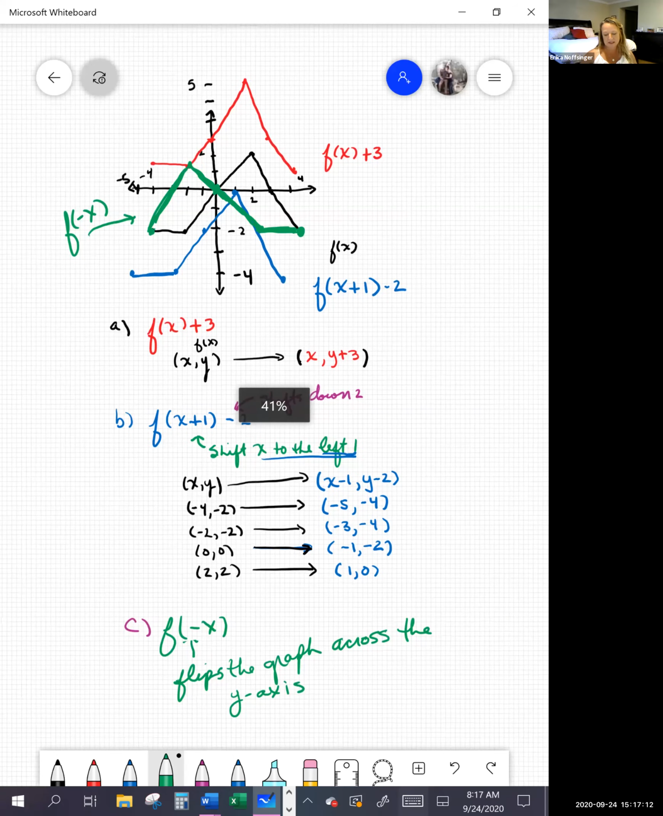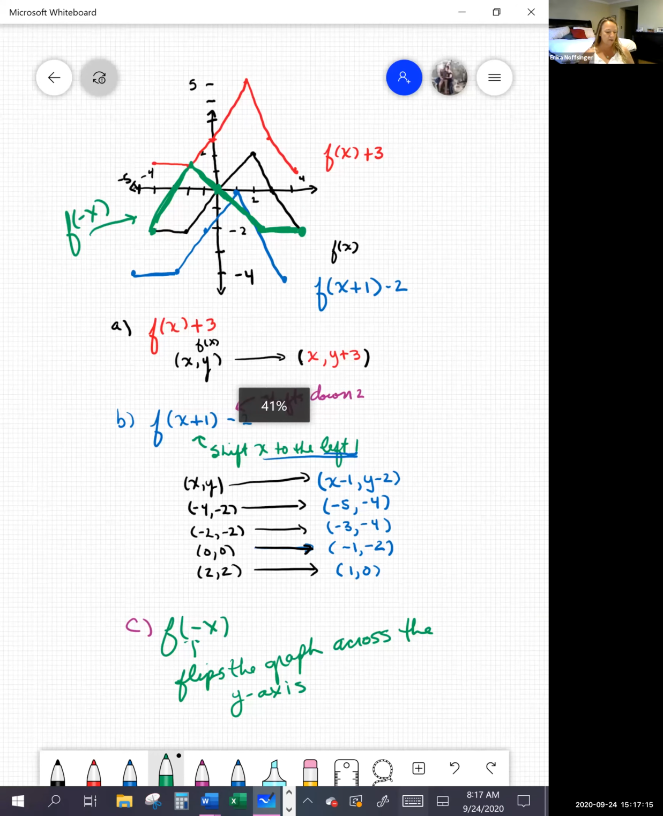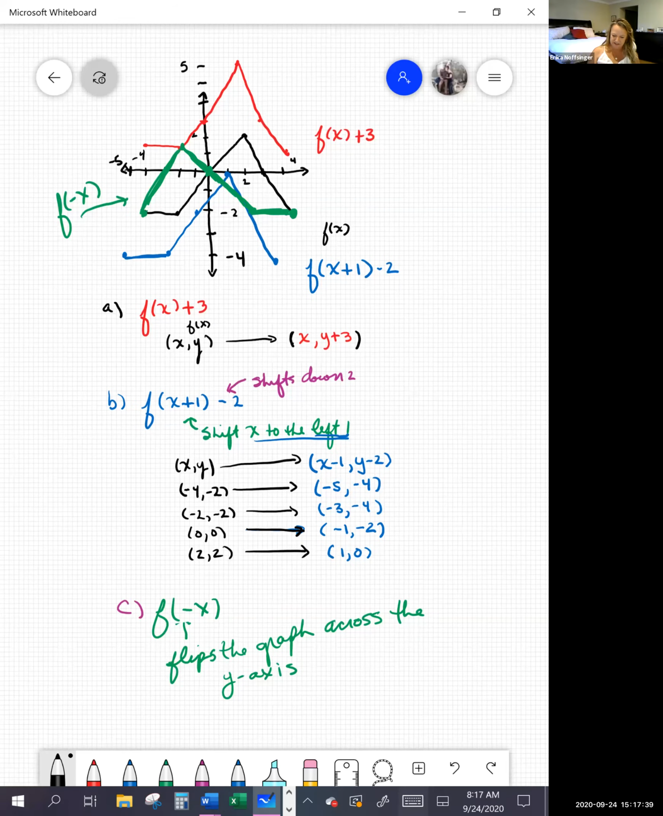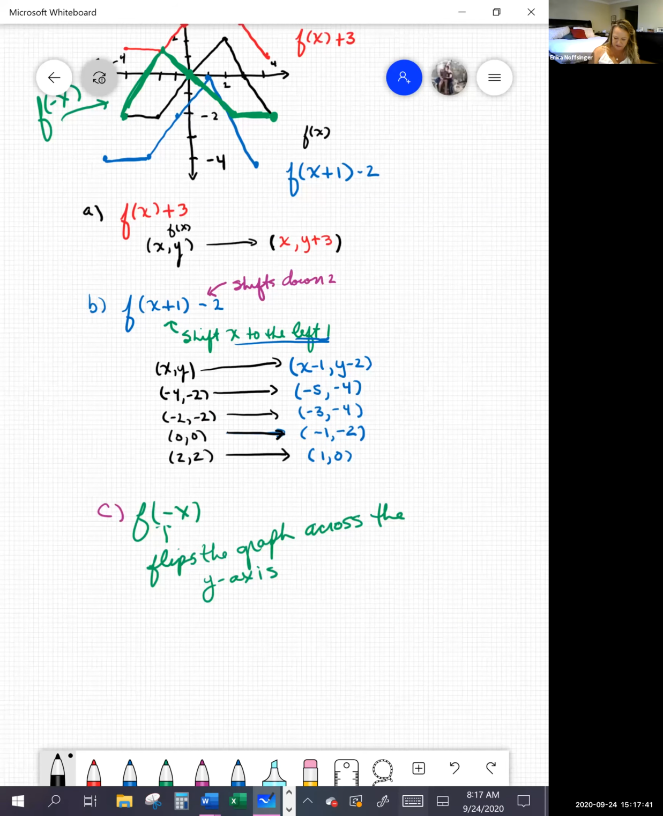Okay, so you should be able to take a graph and then perform transformations on that graph and graph the new graph. If we had a negative function instead of the negative x, would that just change the y values and make it reflect over the x-axis? Exactly. Okay. And so you're right. So we could just do that too.